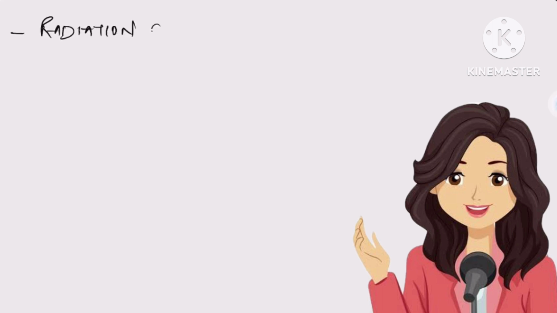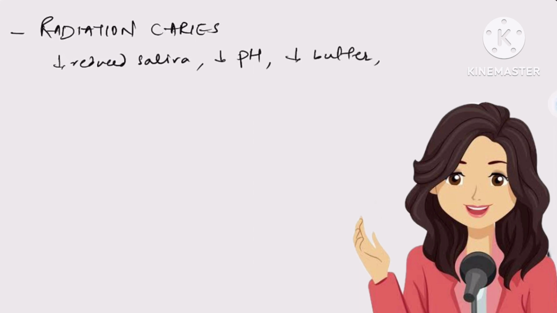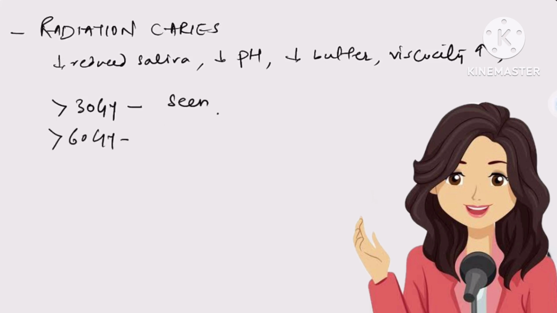Now, this, as a consequence, will lead to radiation caries. Okay, radiation caries due to reduced saliva. pH decreases, buffering action decreases, viscosity increases. Okay. Greater than 30 gray dose if patient is getting exposed to radiation, caries are seen. Greater than 60 gray if exposed, then pronounced radiation caries are seen.